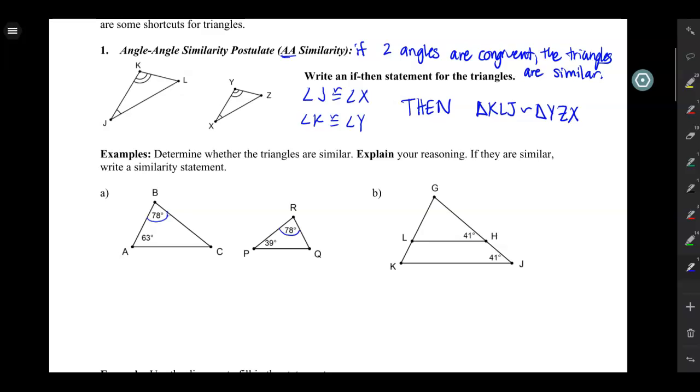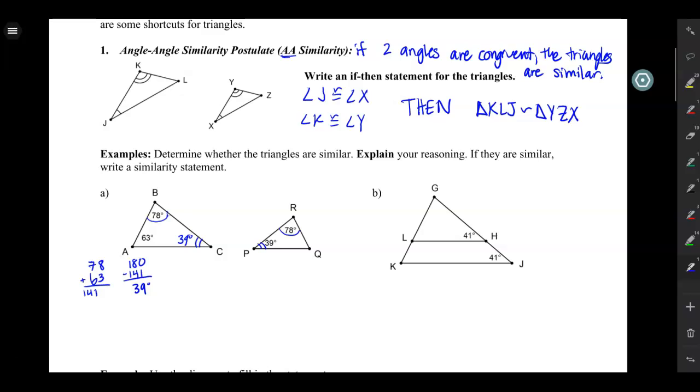Let's figure out what the third angle here is in the triangle, angle C. So if you remember, the three angles of a triangle have to add up to 180 degrees. So what I'm going to do is take the angles that I know, add them up to get 141, and then subtract 141 from 180. And that's going to give me 39 degrees. So this third angle in the triangle is 39 degrees, and that means that that angle is congruent to angle P.